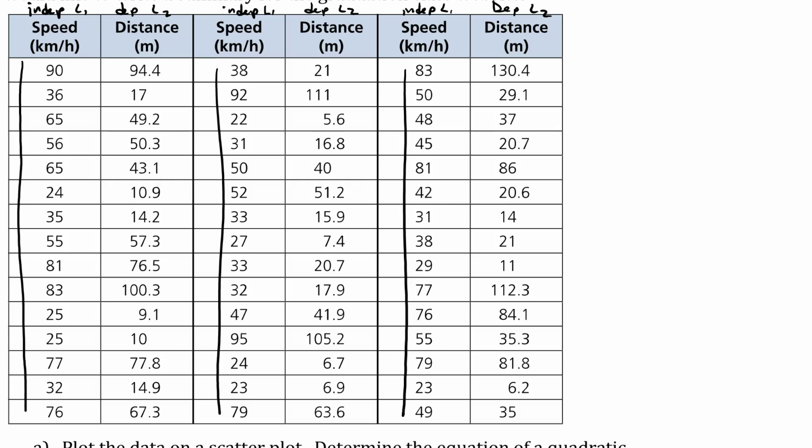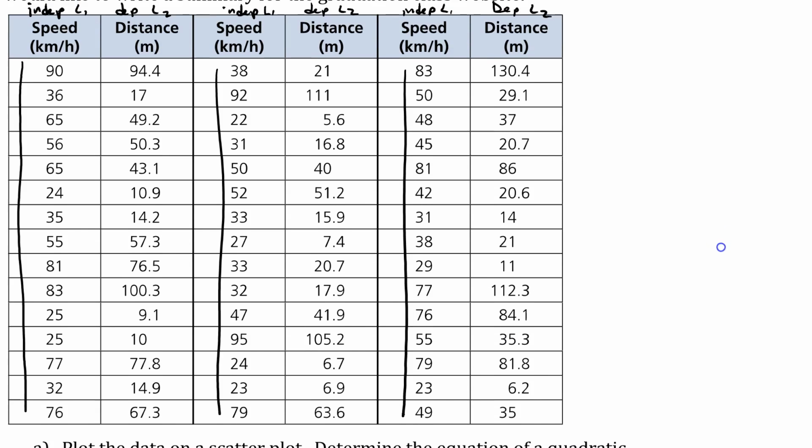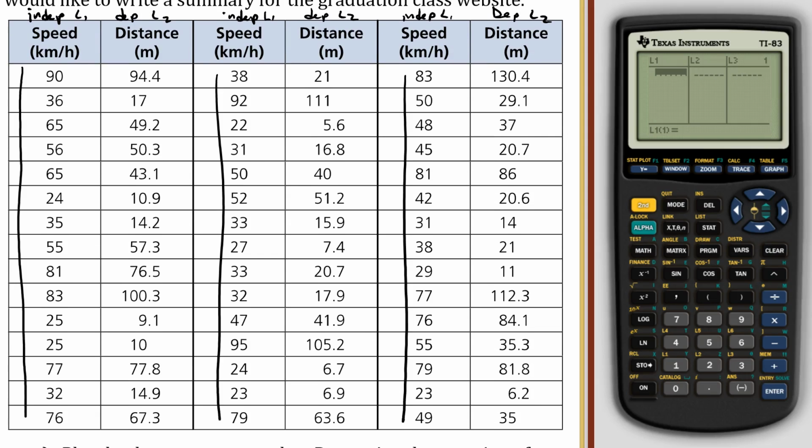So let's do this, because question number 1 is plot the data on a scatter plot. Determine the equation of the quadratic regression that models this data. So we're going to do this. 90, 36, 65, 56. And as I'm typing them in, I'm double checking that my fingers haven't hit the wrong button.